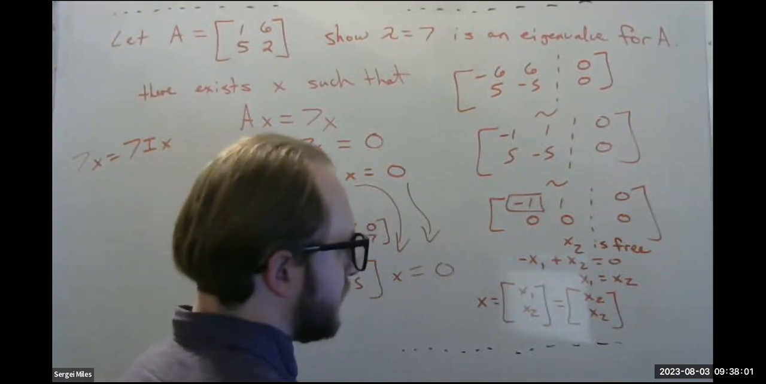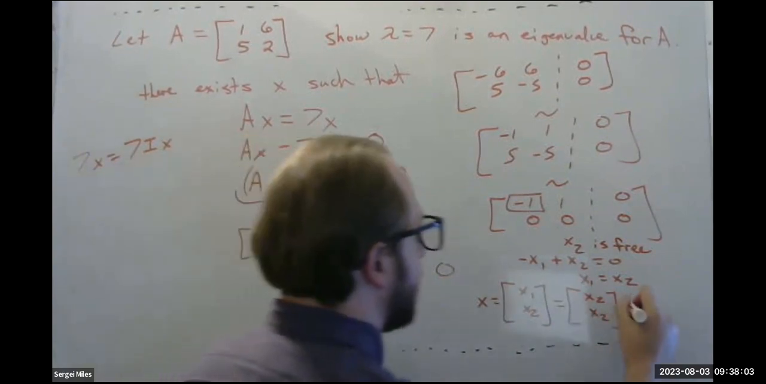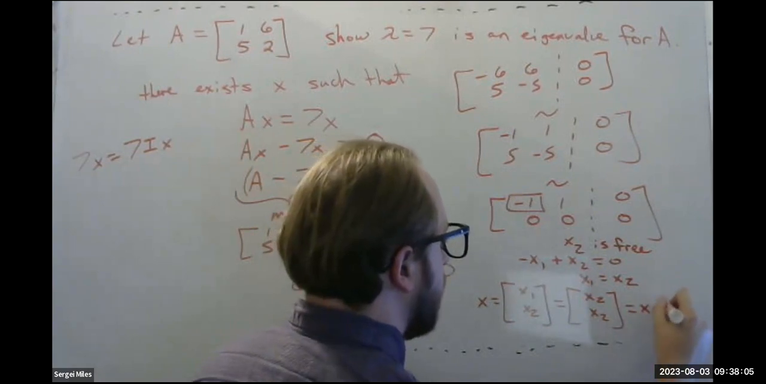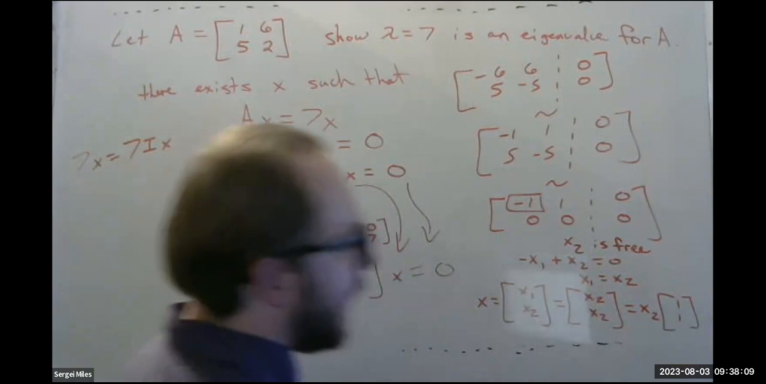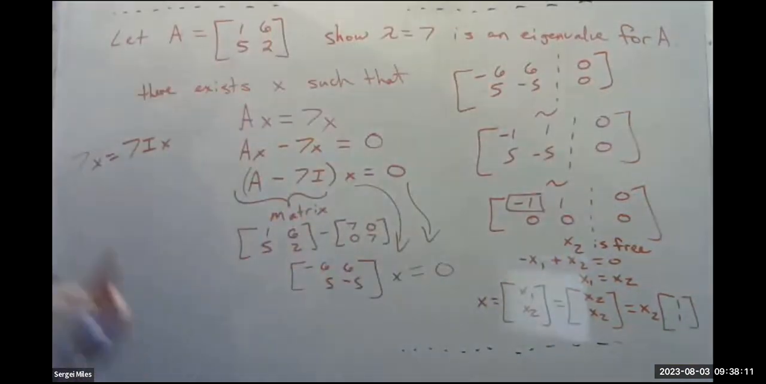Okay? What's the last step? Factor out the x2. In other words, what are my eigenvectors? Well, my eigenvectors are any vector which is a multiple of 1, 1. All right. What else can we say about this, though?